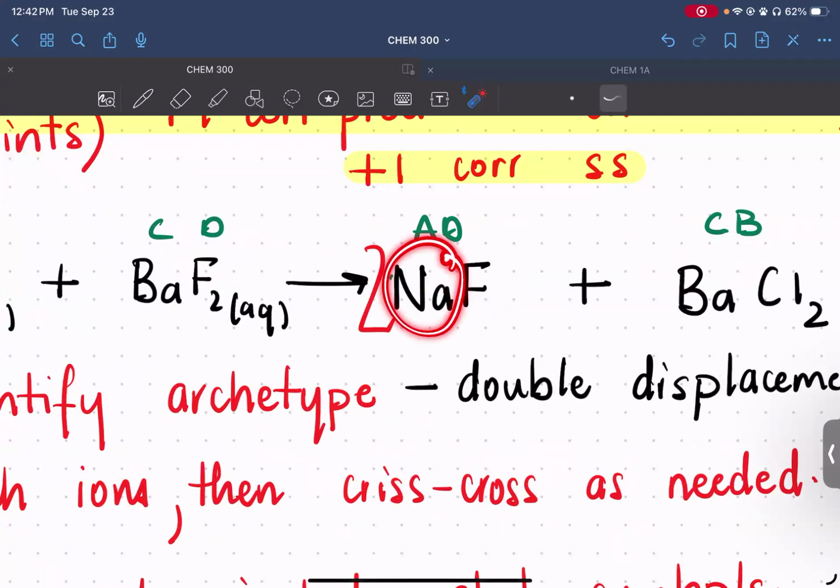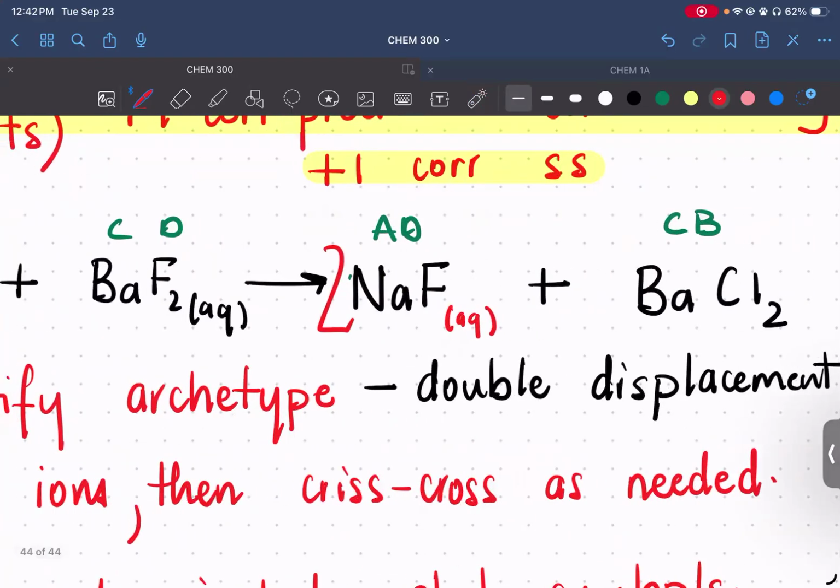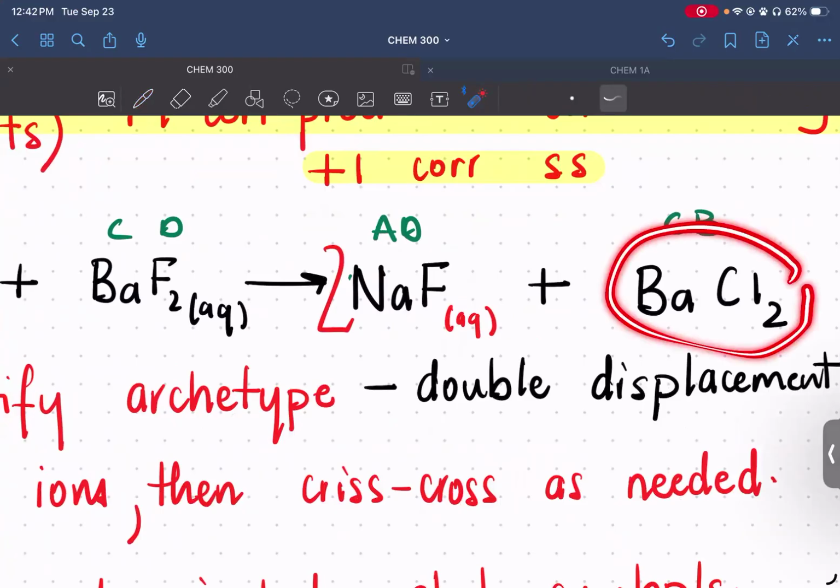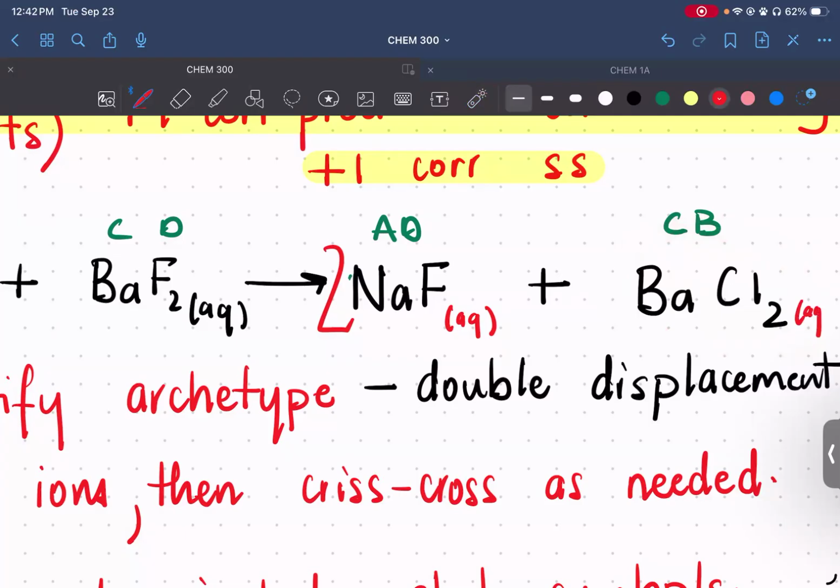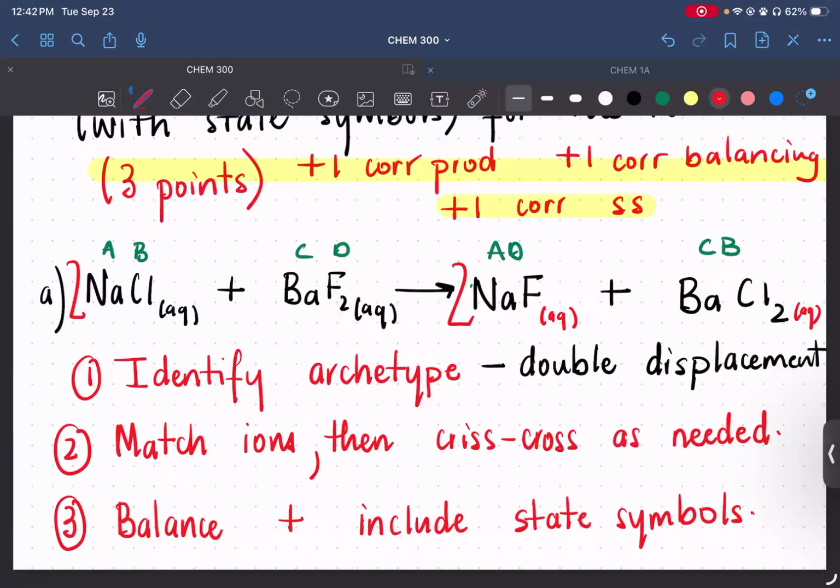Sodium is a group 1 cation, so it is aqueous, no exceptions. I don't have the image at the ready, but refer to your handout. If the compound contains a chlorine, then it is soluble. Is barium an exception? No. So this is aqueous. That full thing, 3 points.